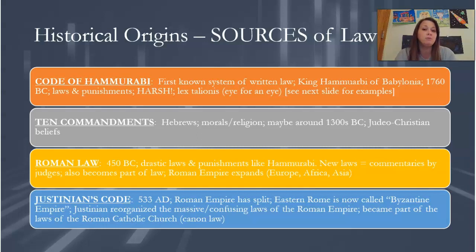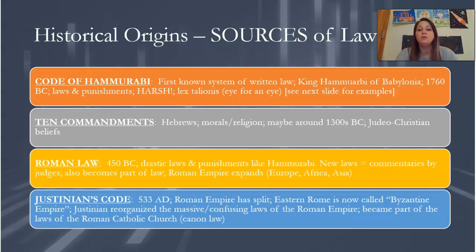And this is the establishment of the Roman Empire. And this is where you still have drastic laws and punishments like the Code of Hammurabi, but they also have new laws. And these new laws are going to have commentaries by judges. And that's going to help to establish, of course, the idea on our next slide about common law, which England has, and that we use in America.